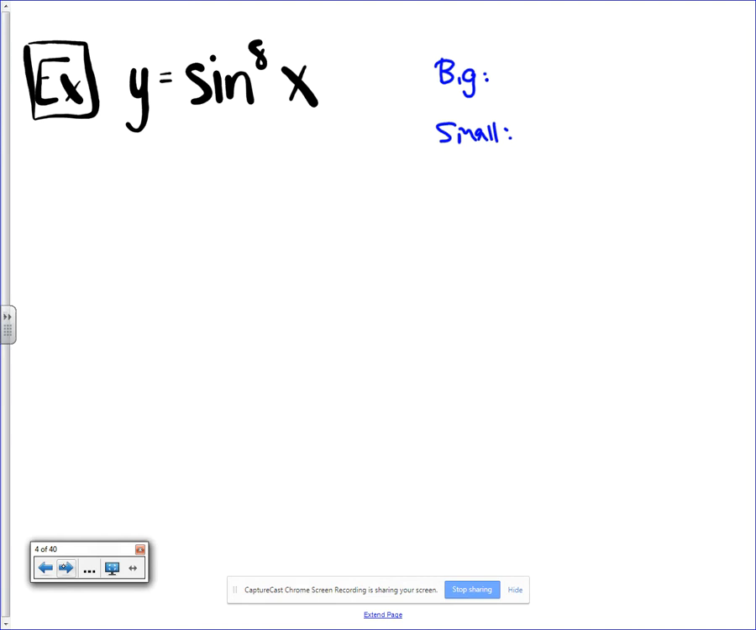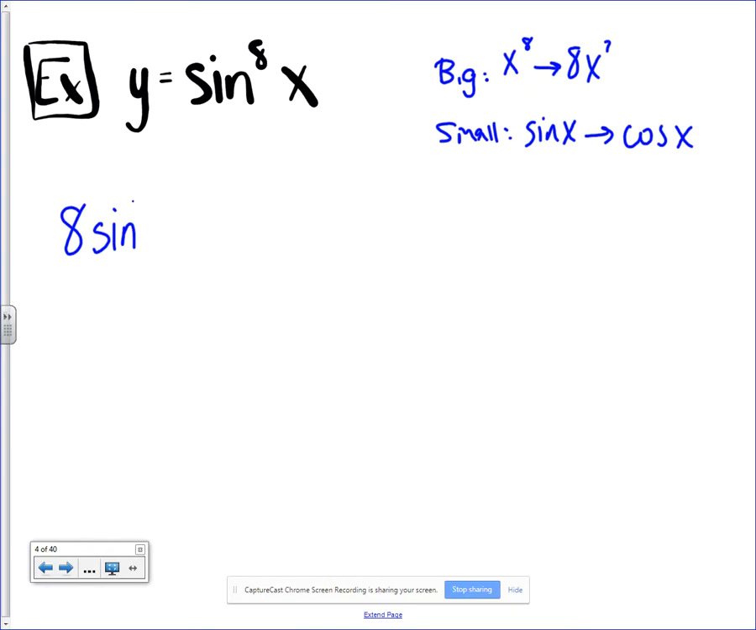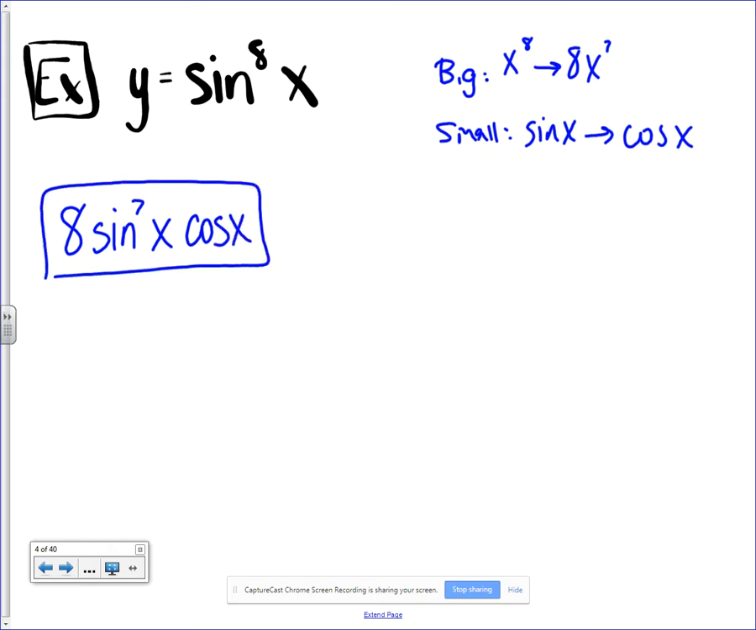All right, let's do one more here. Big function. Little function. Chain rule. Take the big derivative and insert in the little function. Then multiply by the little derivative. And there we have our answer.